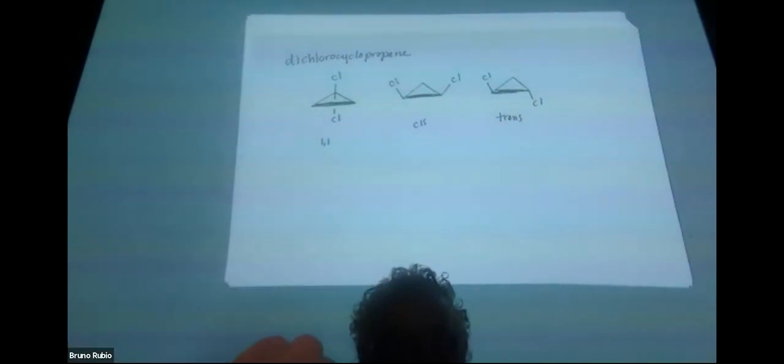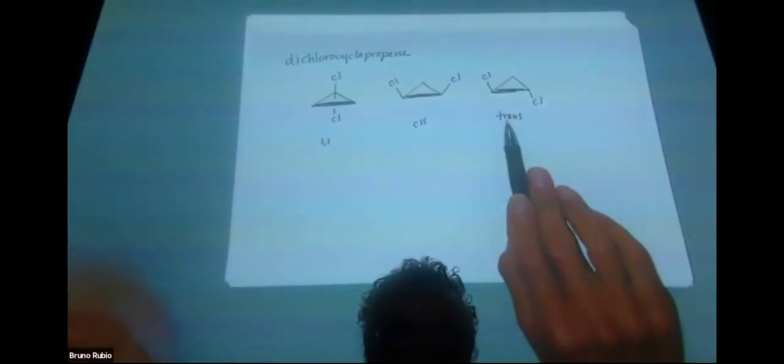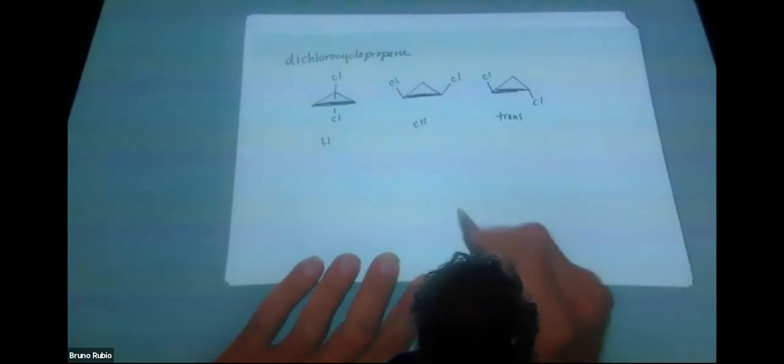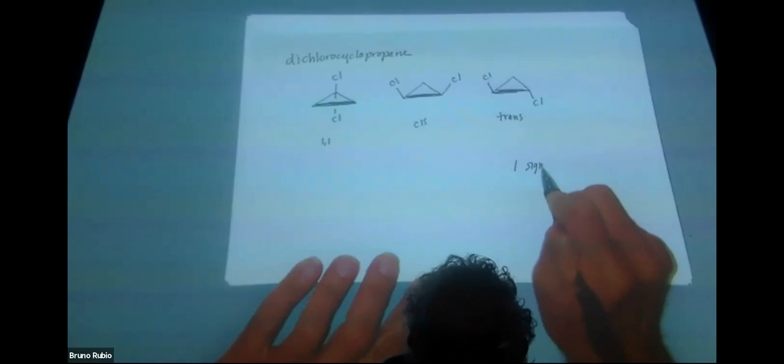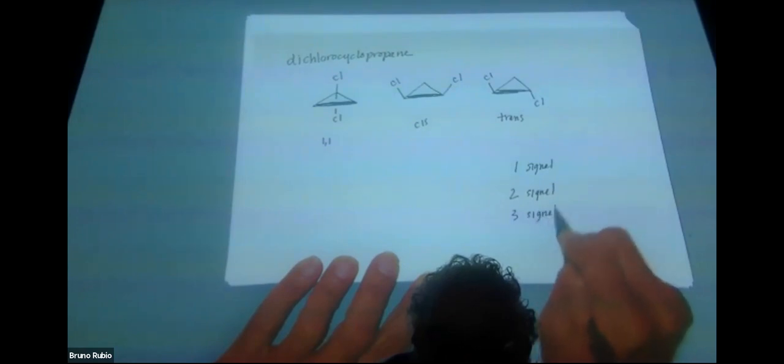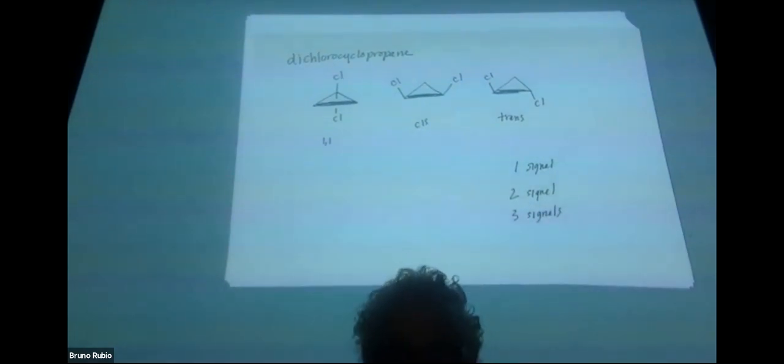Okay, so there are the 3 dichlorocyclopropanes. There's actually 4 of them because this trans actually is chiral. So there are actually 2 trans dichlorocyclopropanes of the 2 enantiomers. Okay, and so once again, one of them produces 1 signal, one of them produces 2 signals, and one of them produces 3 signals. Which is which? Tell me in the chat. Which one produces 1 signal? Which of these guys produces 1 signal? Is it the 1,1? Is it the cis, or is it the trans?